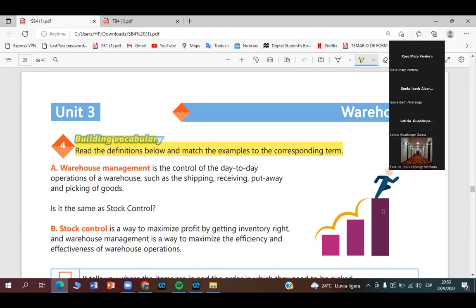Hello. Can you read this part? Yes. Read the definition below and match the example to the corresponding term. Okay, very nice. Continue. Warehouse management is the control of the day-to-day operation of a warehouse, such as the shipping, receiving, put away and picking of goods. Oh, in my company, picking goods every day. Yeah, that's good. Very nice, thank you.